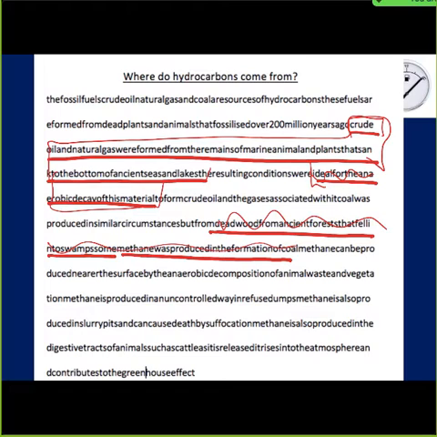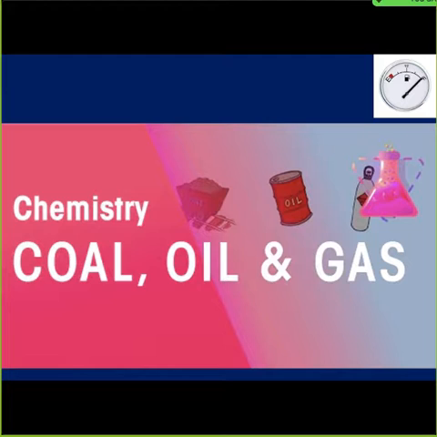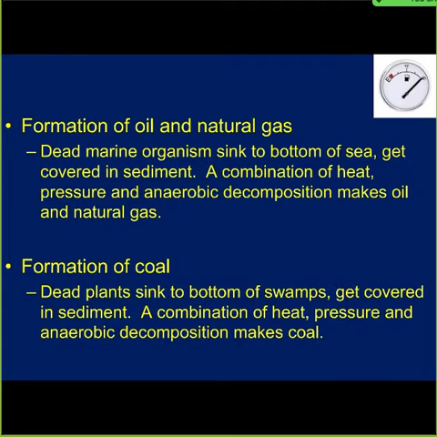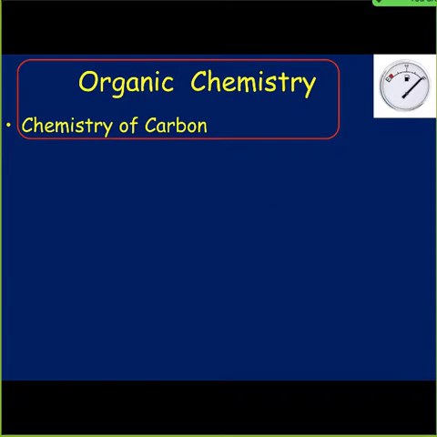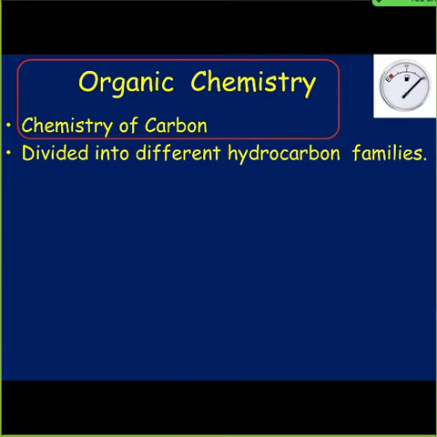Okay, so essentially heat and pressure, right, anaerobic conditions, and you can make coal, oil or gas. Okay, so in terms of today, I think that link is going to come up, and we've just done this. So organic chemistry is essentially the chemistry of carbon. So we are a carbon-based life form, and we divide into different what we call hydrocarbon families.